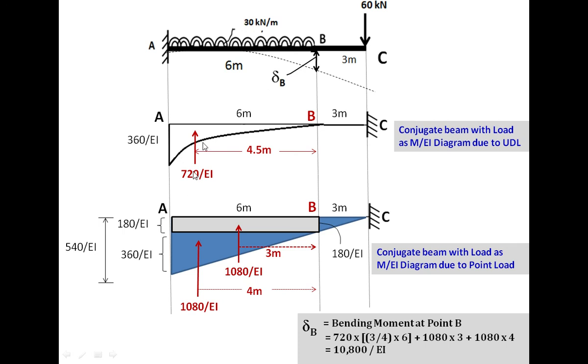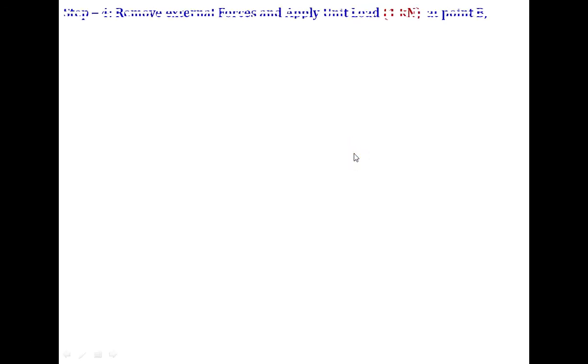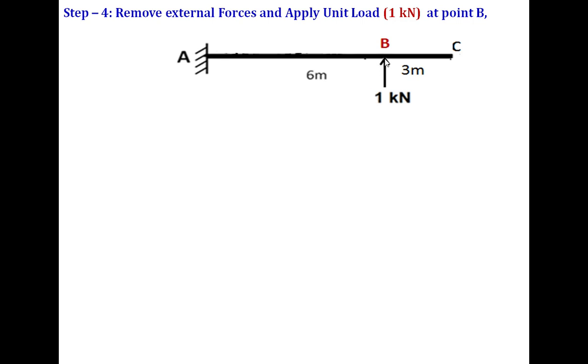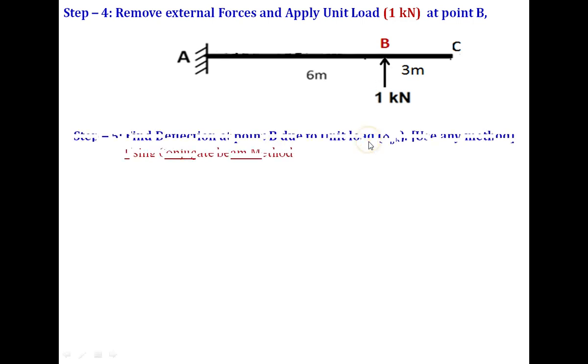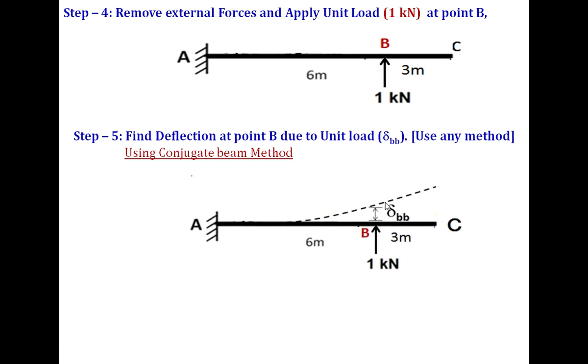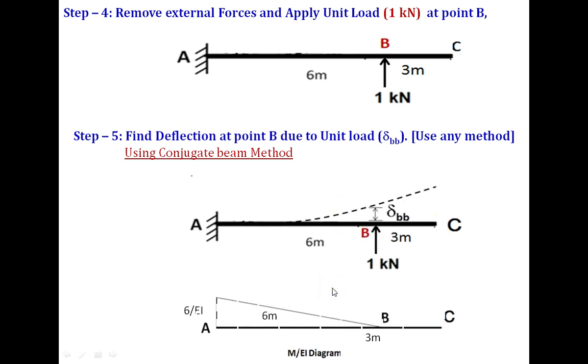So when we consider all these forces and take moment at point B, it comes out to be 720 by EI into 4.5 plus 1080 by EI into 3 plus 1080 by EI into 4, which comes out to be 10,800 by EI, that is the delta B. Now we have to remove all the external load and apply unit load at B, because we want to find VB. So when we do it, it will be termed as delta BB, and the bending moment diagram for this is again 6 by EI in the 6 meter distance like this.